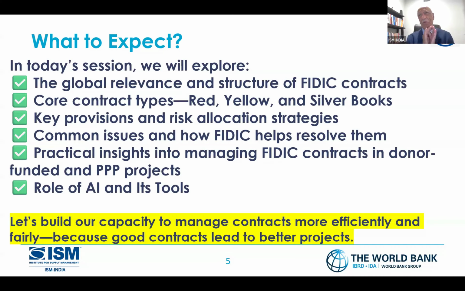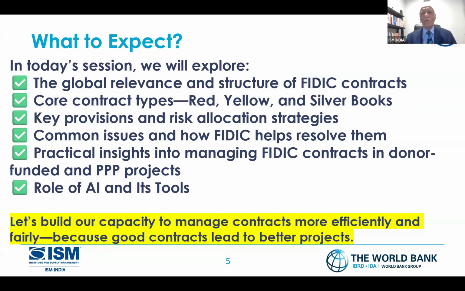Then the core contract types. The one it started from was the Red, the color of the book. I don't have it here because presently I'm in the US, but when I go back home, I'll show you the books next time. Then the Yellow Book and Silver Book. Now, key provisions. What are the key provisions? I'll try to touch on them.